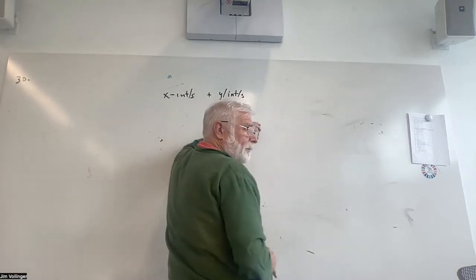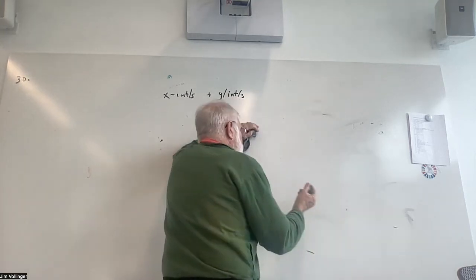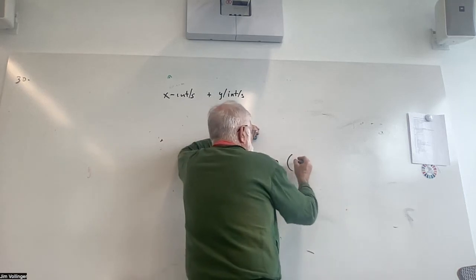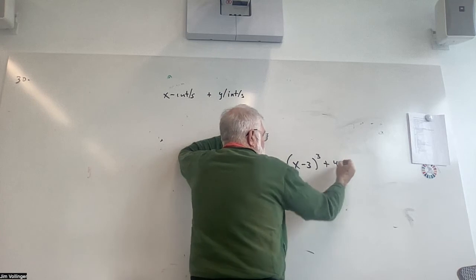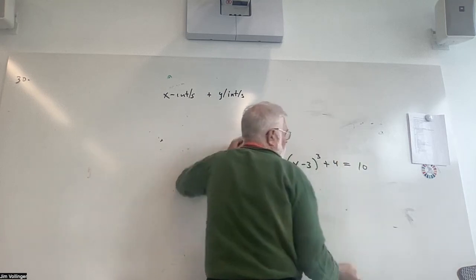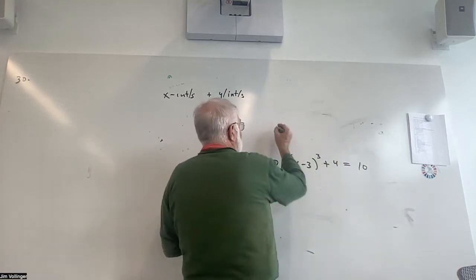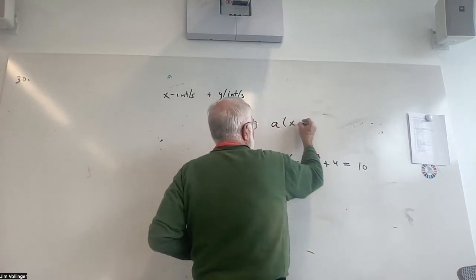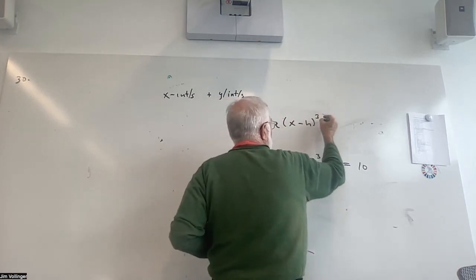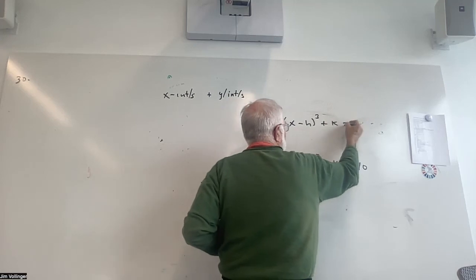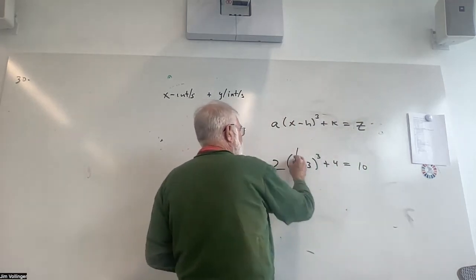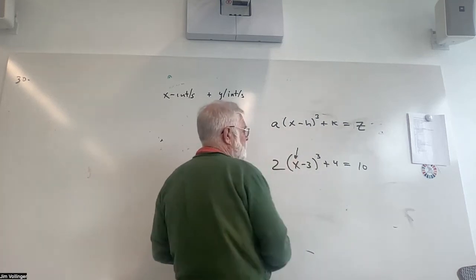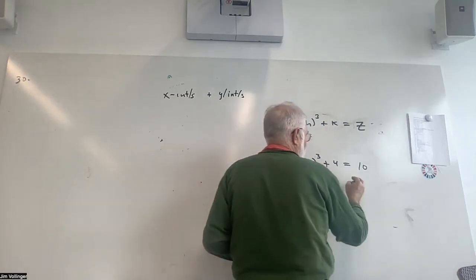Let's just do a cubic. I think this was on the test maybe. 2 times (x minus 3) cubed plus 4 equals 10. Something like that. How would you solve that? Especially if I started with a times (x minus h) cubed plus k equals z. We'll make it z. All right, and I'm trying to solve for x here. All right, so what's the first step? Subtract 4.